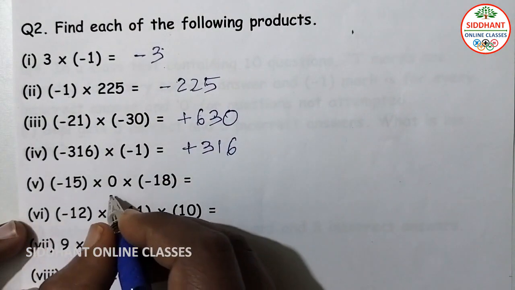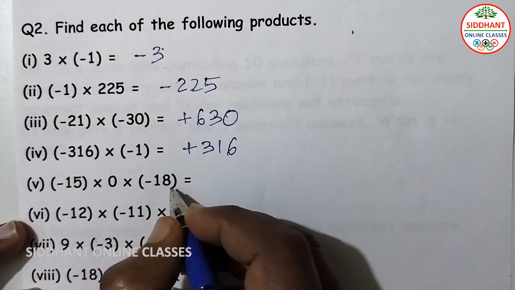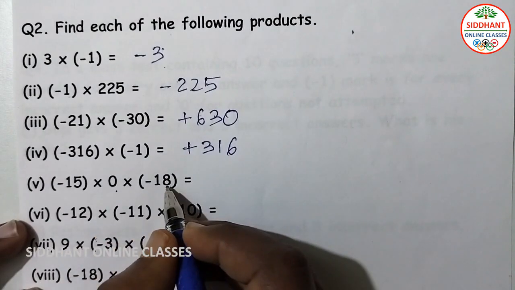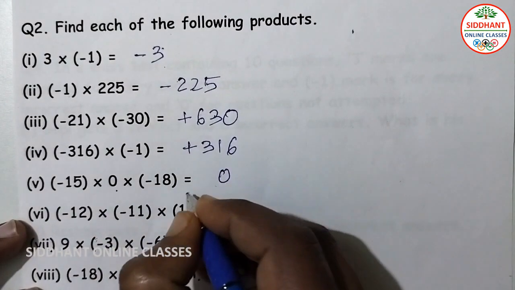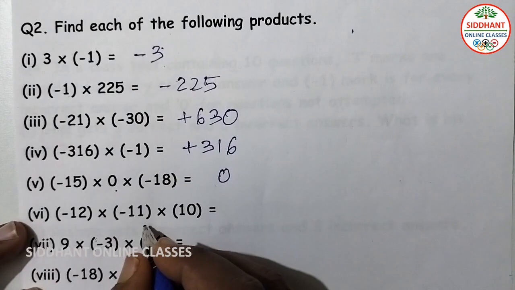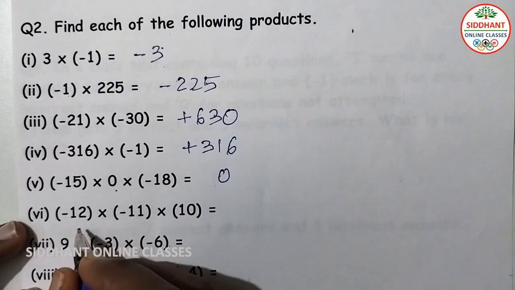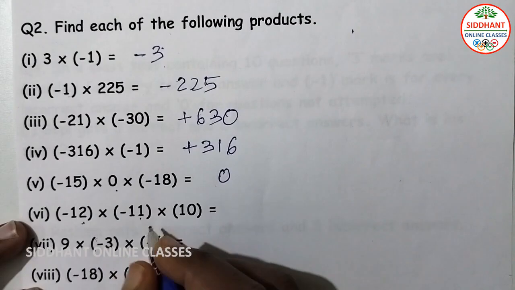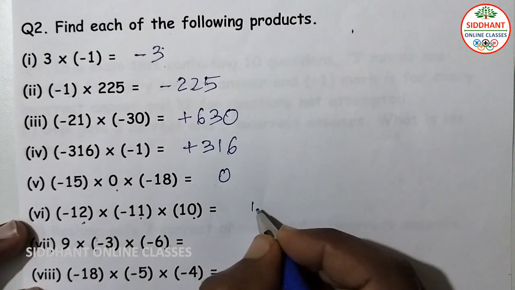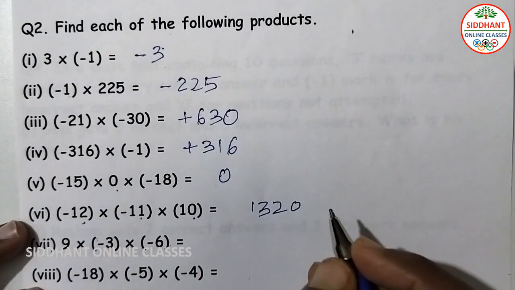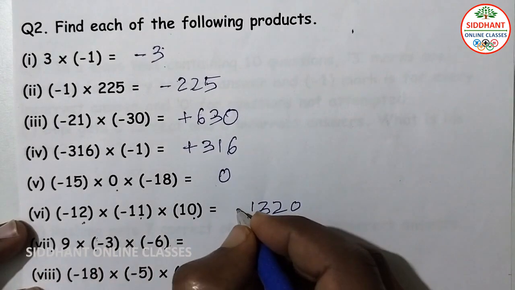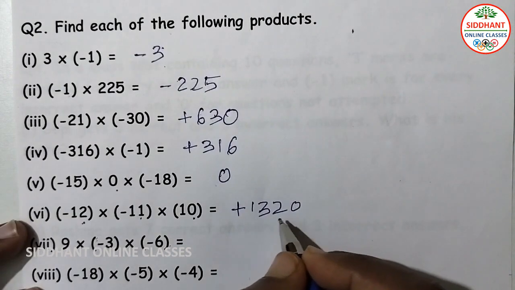Fifth one, minus 15 into 0 into minus 18. So minus 15 into 0 will be 0, and 0 into minus 18 will be 0. So 0 doesn't have any sign here. Sixth one, minus 12 into minus 11 into 10. So first 12 into 11, that will be 132. 132 into 10, that will be 1320. Next, minus into minus is plus, plus into plus, that will be plus here. The answer will be plus 1320.